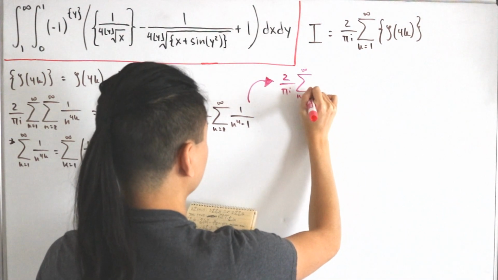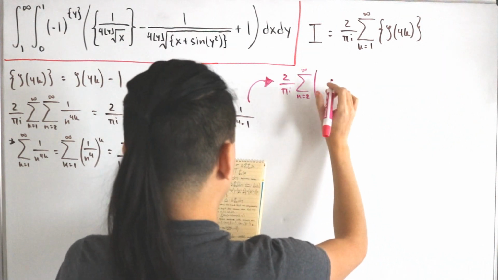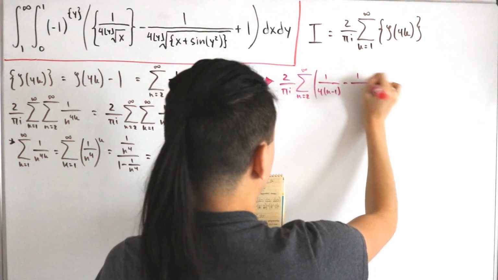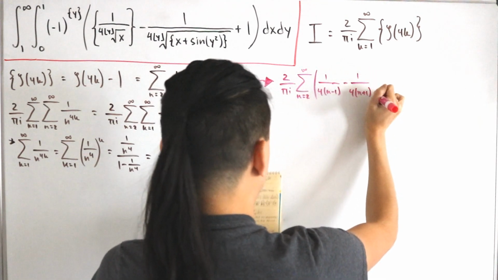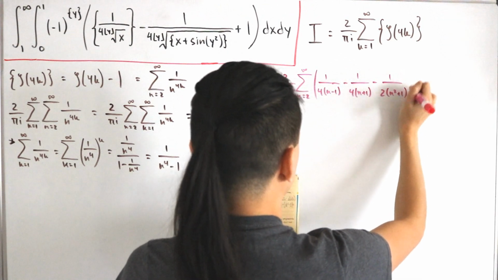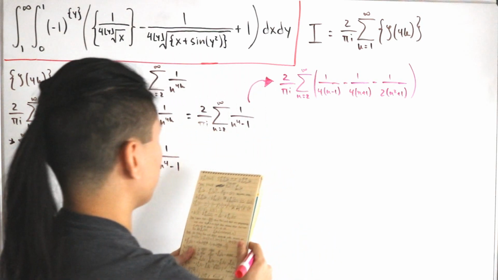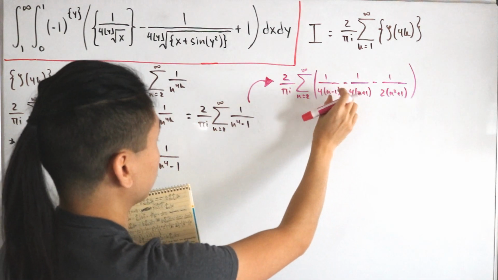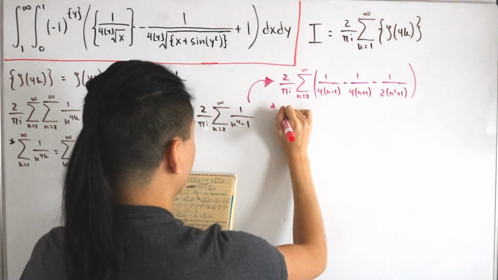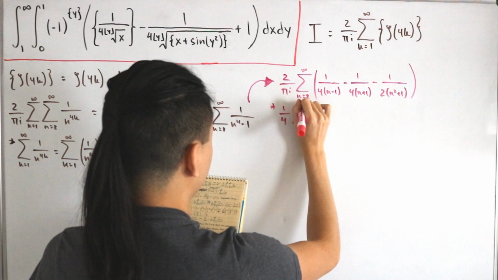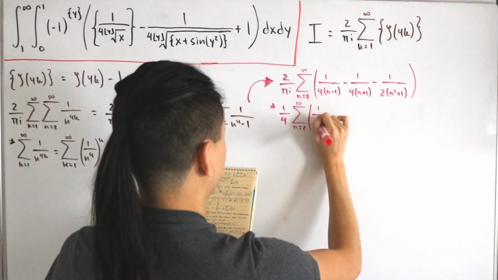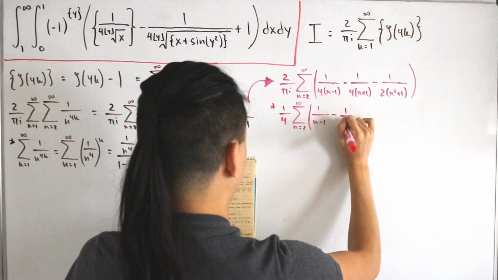n equal to 2 of 1 divided by 4 times n minus 1, subtract 1 divided by 4 times n plus 1, and then minus 1 divided by 2 times n squared plus 1. Okay, what we'll notice here is that we're dealing with the quantities of 1 over 4, n minus 1, n plus 1, so let's take a look at that first. So 1 over 4, I'll factor that outside, and then the infinite sum, n equal to 2 of 1 divided by n minus 1, and then subtract 1 divided by n plus 1.